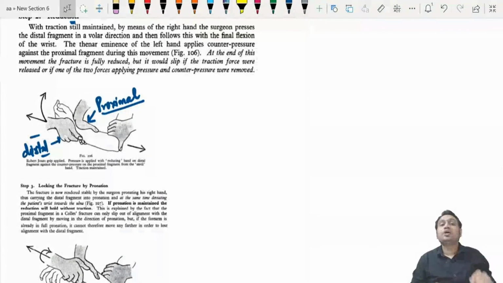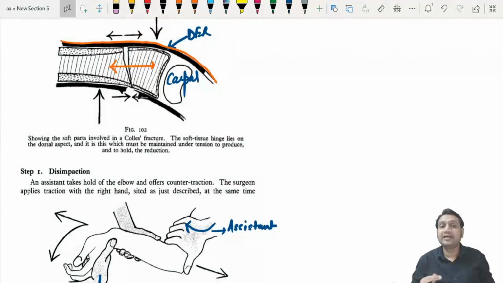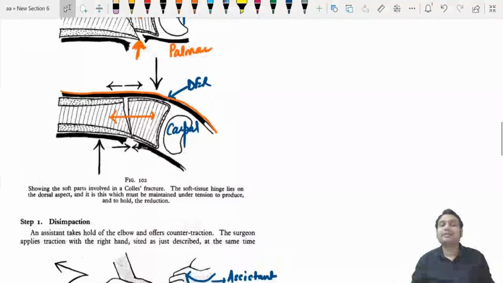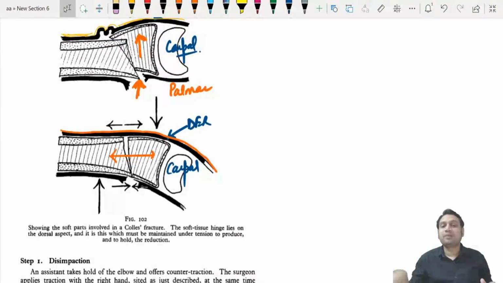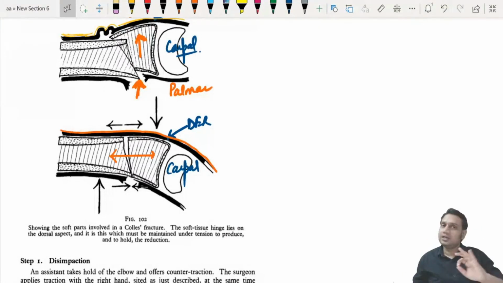Third will be to lock this position, right? How to lock this position now? I repeat the steps. It is very important. I'm repeating them again and again so that you are able to understand it more clearly. So what is the first step? First step is disengagement with the disimpaction. So disengagement, how that happens? By increasing the deformity. You have to move both the fragments apart, so give the traction. So first step, disimpaction, done.